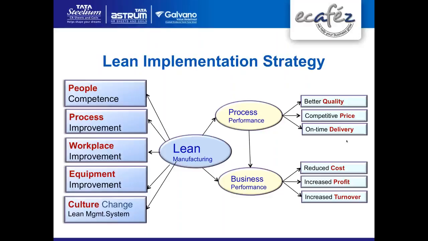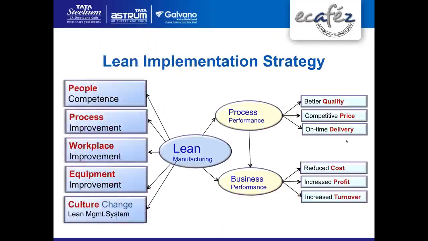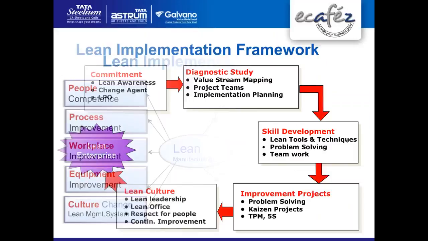If any further doubt, you can type it and I'll respond to that. As I explained, this is the strategy for lean implementation, because we have to meet the customer requirements and the company's business requirements. To that end, the people, process, workplace, equipment, and culture have to be changed for the better. Various techniques and tools are used through Kaizen. These five areas practically need to be changed in an SME for making things better.